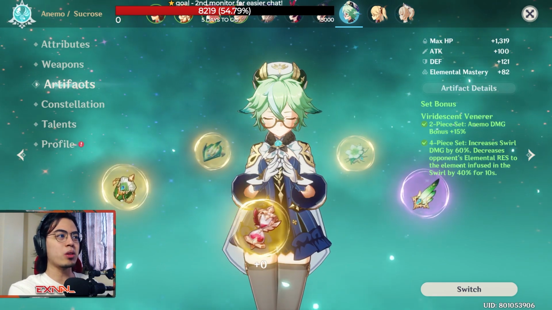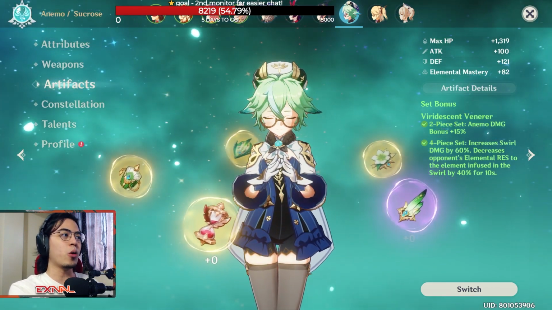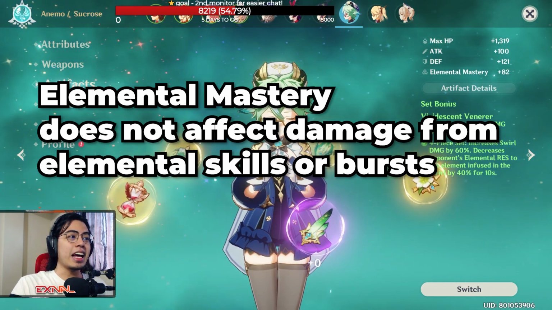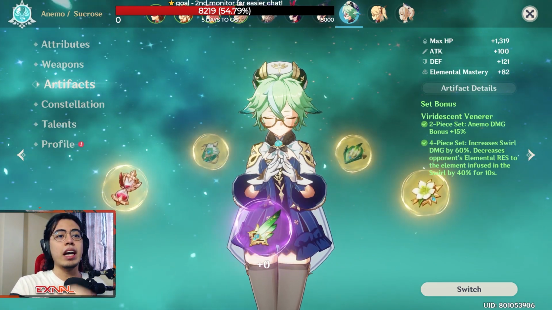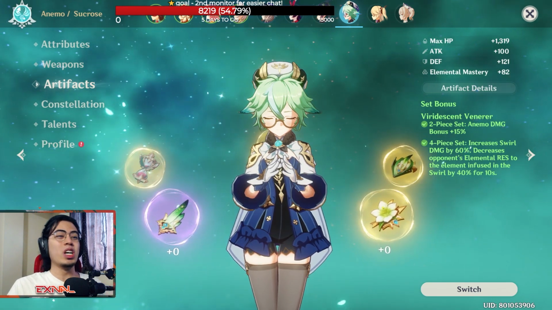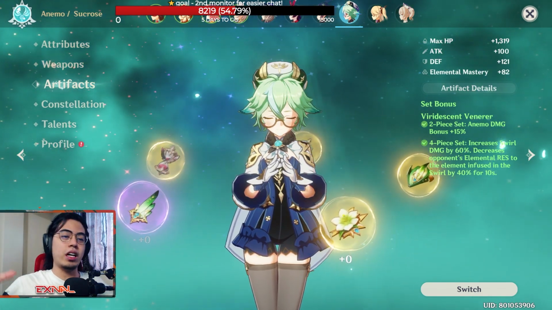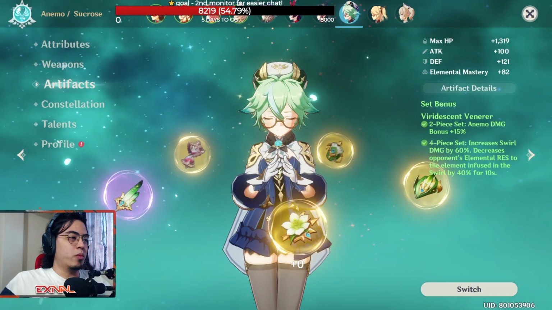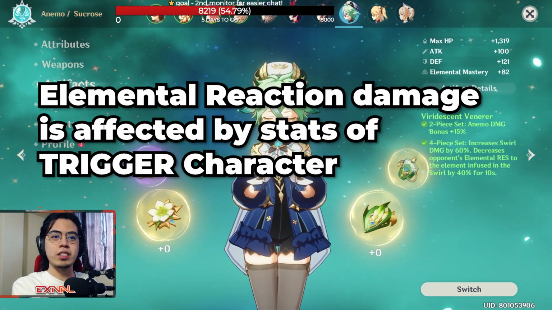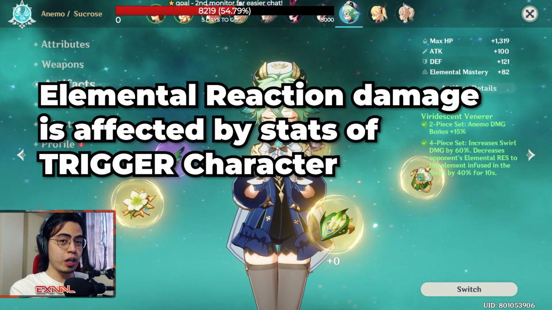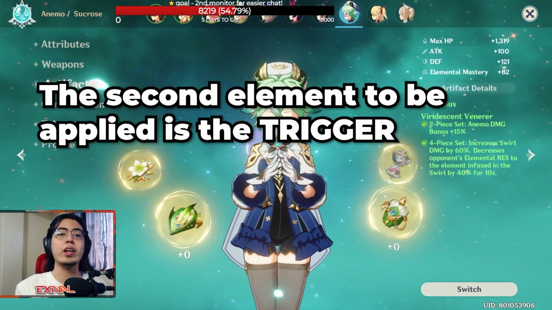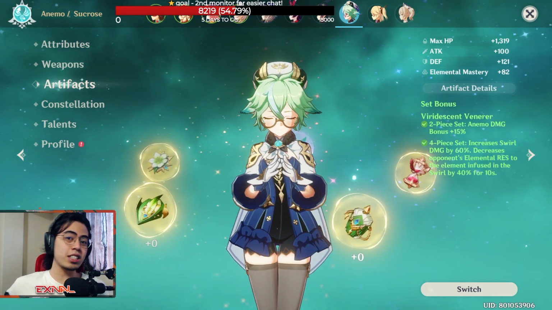Before we discuss all about the reactions and everything else, what you need to know is Elemental Mastery does not affect elemental skills and elemental burst damage. Elemental Mastery only affects elemental reaction damage. It's when you put one element and then another element together, kaboom, reaction damage. Elemental reaction damage always depends on the character triggering the reaction. In other words, it's the second element to be applied to an enemy. The first character's stats do not matter.